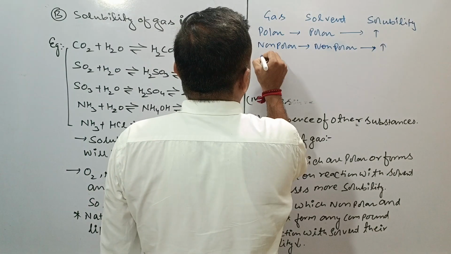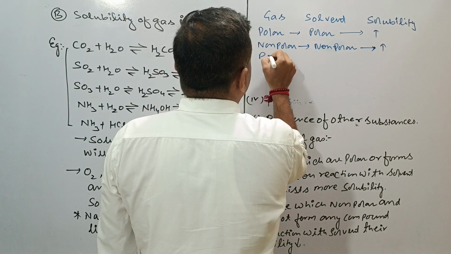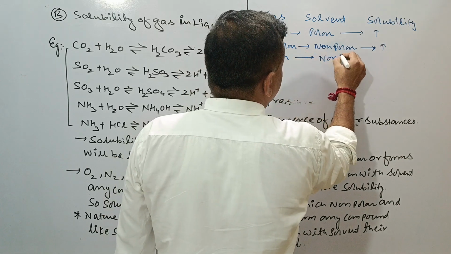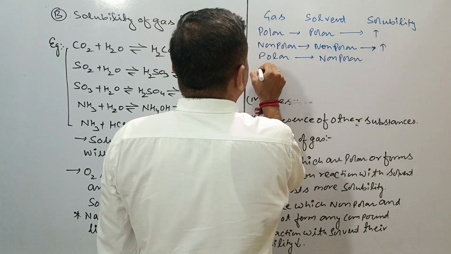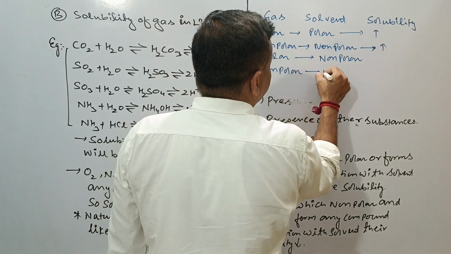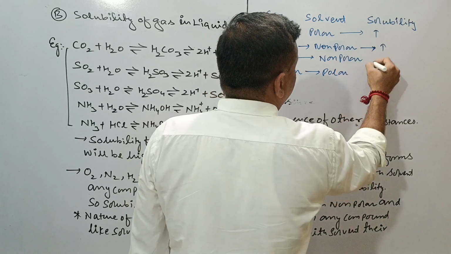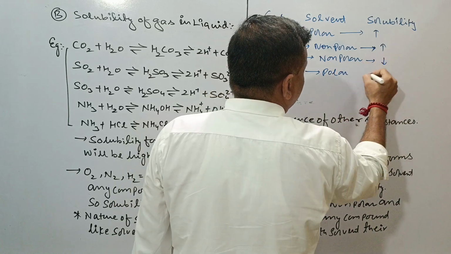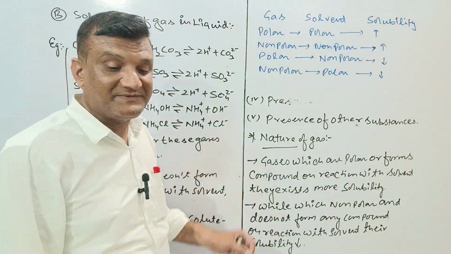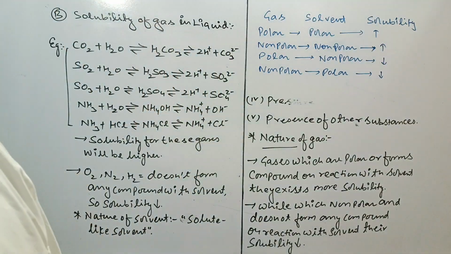But if the gas is polar and the solvent is non-polar, or if the gas is non-polar and the solvent is polar, in that case solubility lowers. ये था आपके पास में इफेक्ट एंड फैक्टर के रिगार्डिंग नेचर ऑफ सॉल्वेंट.